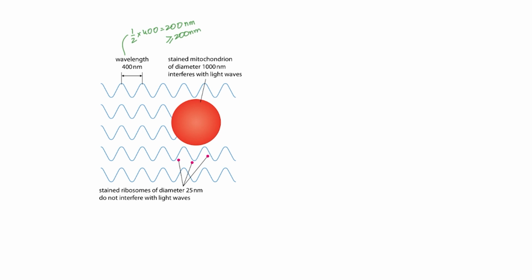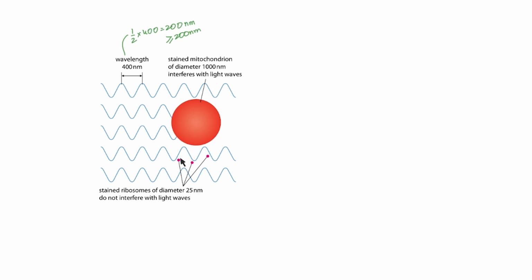But let's say we talk about, right now in this diagram, you can see that the mitochondrion shown has a diameter of 1000 nanometers, which is definitely much bigger than 200 nanometers. So it interferes with the light waves and blocks its projection.